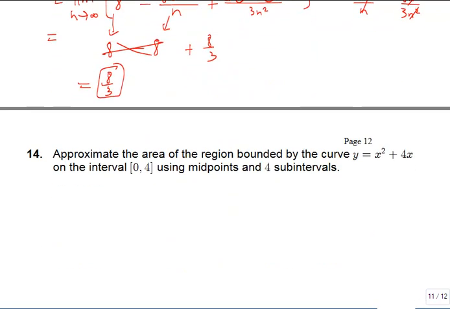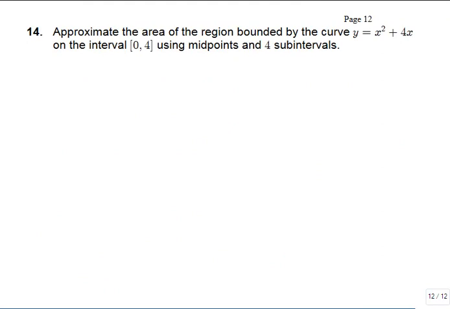Okay? Big, long, tedious problem. All right, last one. This time we're going to go back to approximations. We're not going to find an exact area, so we don't have to do that whole limit of a sum thing.